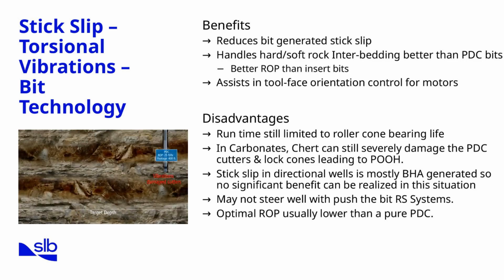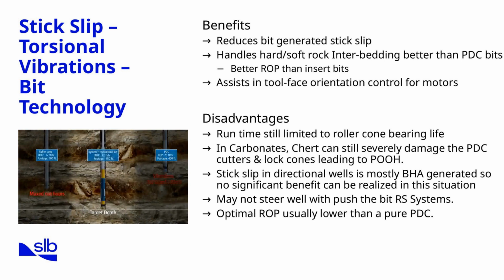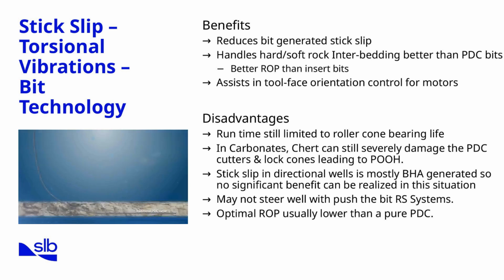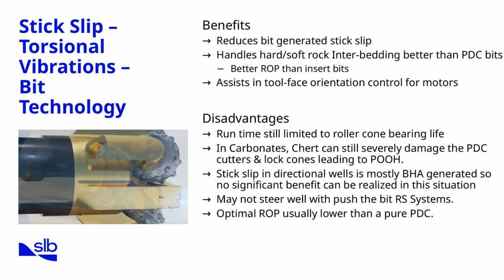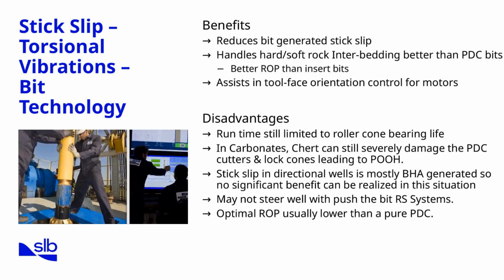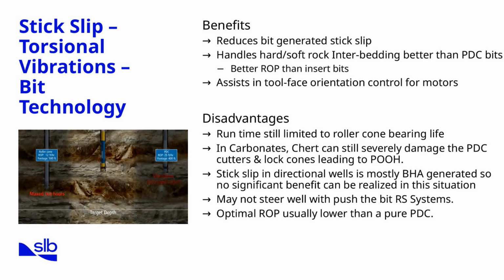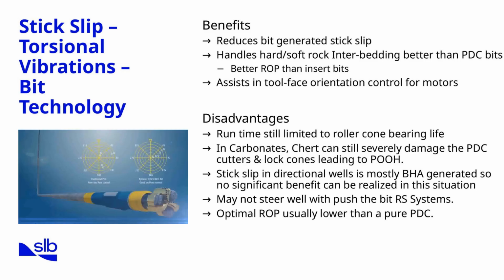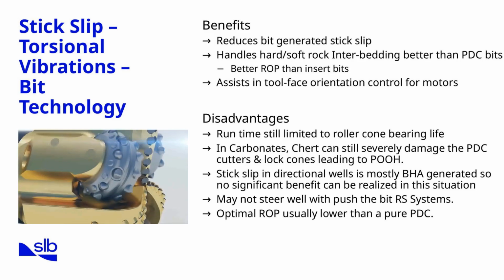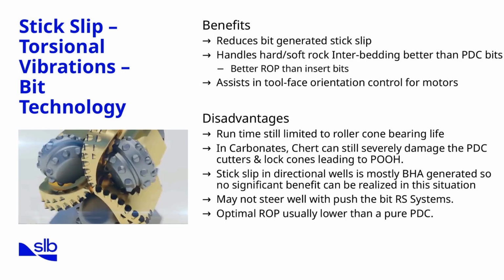The Chimera hybrid bit's dual action cutting structures enable it to drill the soft formations faster than a roller cone, while improving the efficiency of drilling through the hard rock compared to PDC bits. Chimera hybrid bits improve tool face control for higher buildup rates, making it a reliable solution for shorter, faster, and higher quality curve intervals.